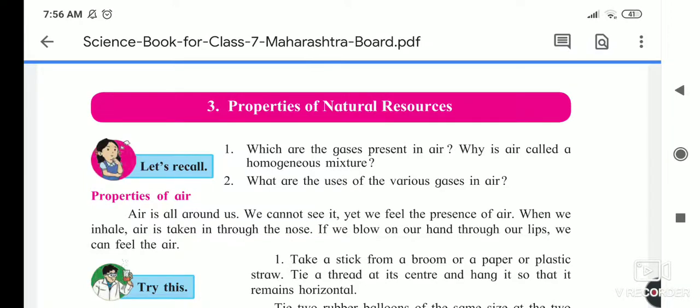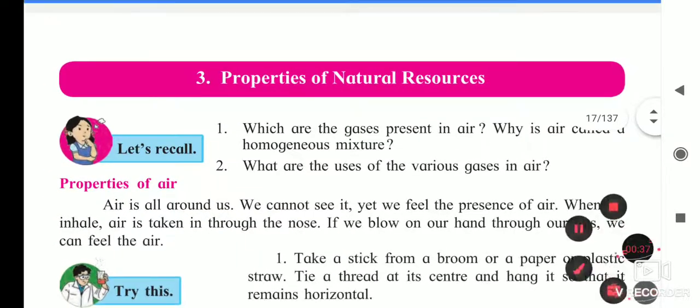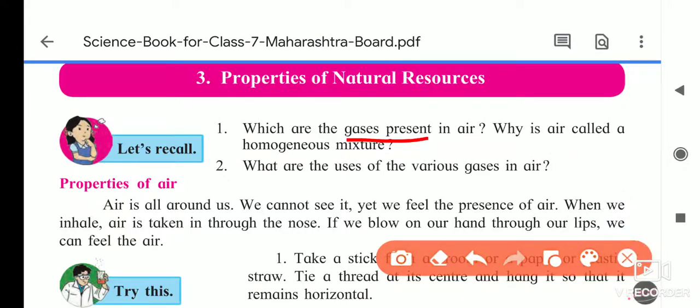Which are the gases present in the air? I think all of you know which gases are present in the air. The gases present in the air are nitrogen, which is present in the most quantity, then oxygen, carbon dioxide, and some other gases, which are inert gases.